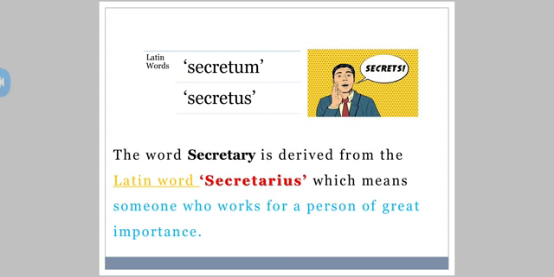Who is a person of great importance? A person of great importance is someone who receives special treatment because they are famous or powerful. It is a person to whom you give certain special treatment. In earlier times, a king is a person of great importance, very powerful or famous, right? So the person who was of great importance, secretary used to work for them.